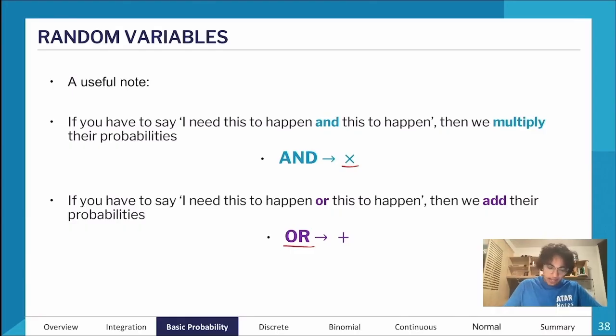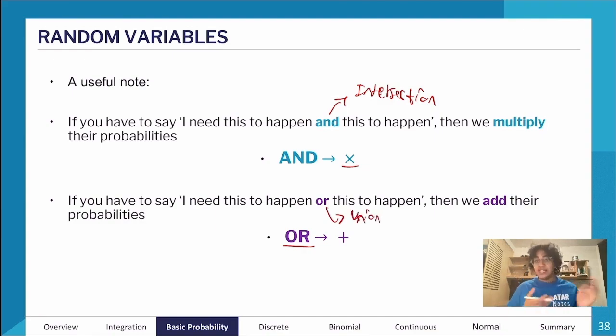And hopefully these "and" and "or" things ring a bell. And is an intersection, right? And is intersection. And or is union. So general rule of thumb, if you see intersection, you're multiplying. If you see union, you're adding. But remember, the intersection multiplying thing only works for independent events.